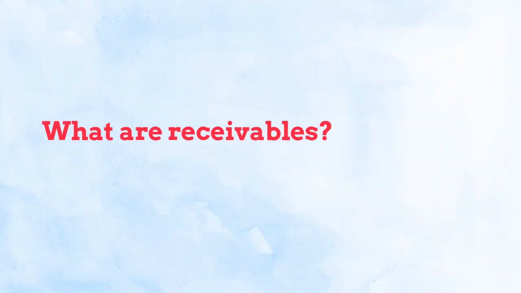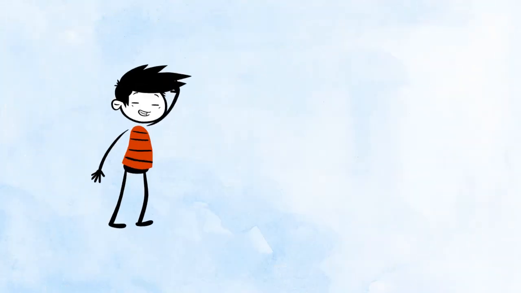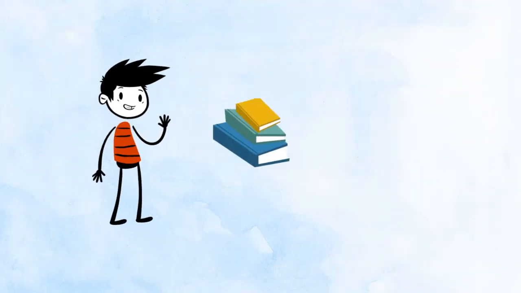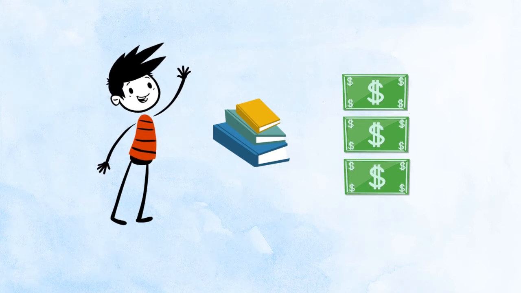First of all, what are receivables? Receivables are money that has been earned but not yet been received. For example, this is Alex. Alex charges $50 per hour to tutor physics. He has tutored a student for 3 hours, however, they are unable to pay Alex until the end of the week.